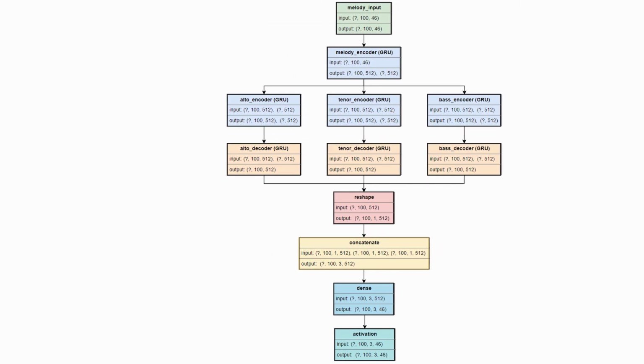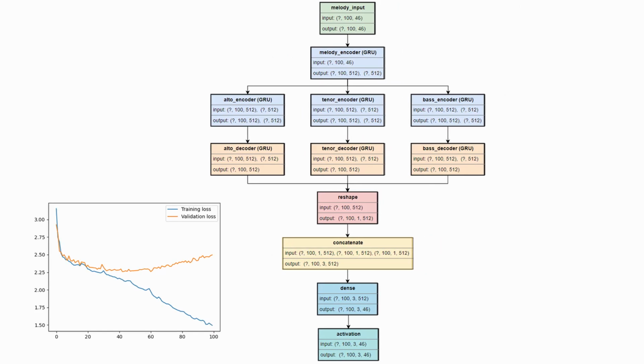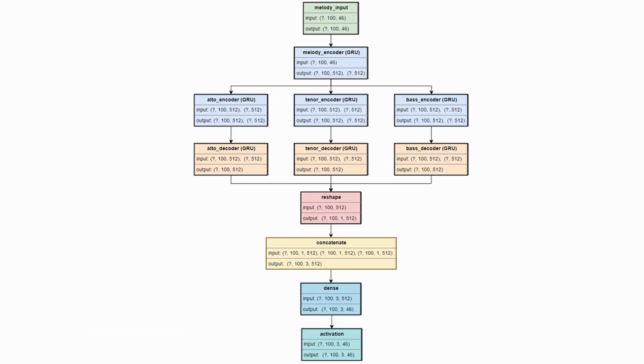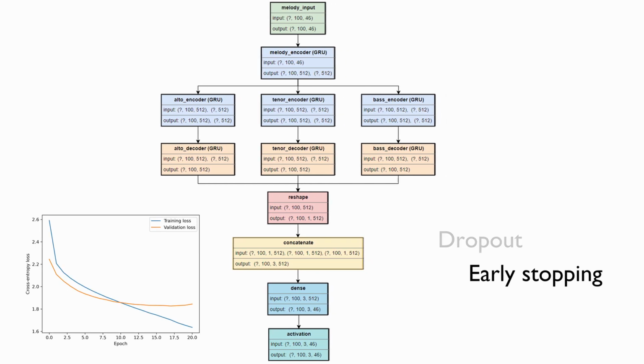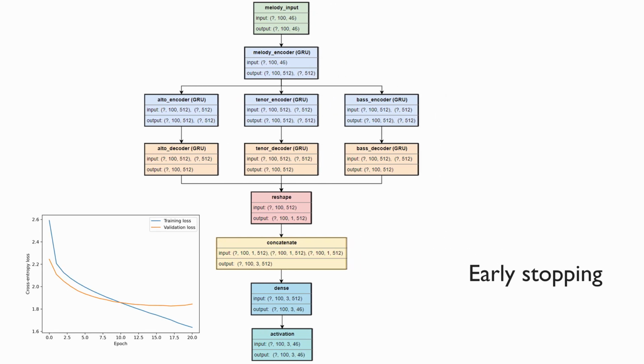This architecture was powerful enough to overfit and recreate the chorales exactly, so we introduced regularization through dropout on the GRU layers and early stopping of the training when the validation loss stopped improving.